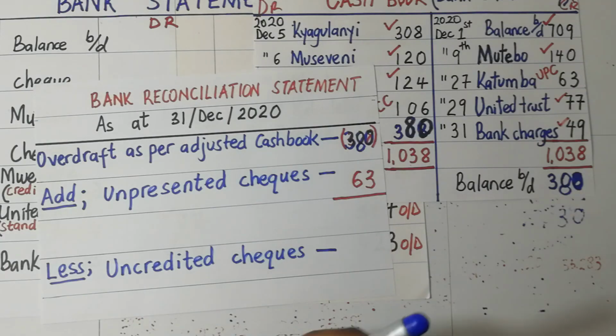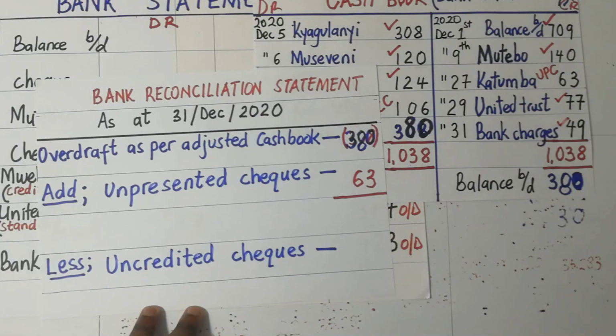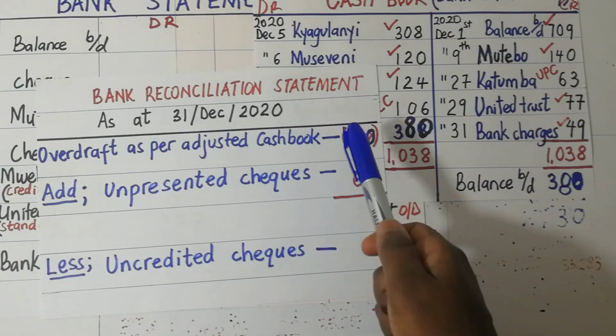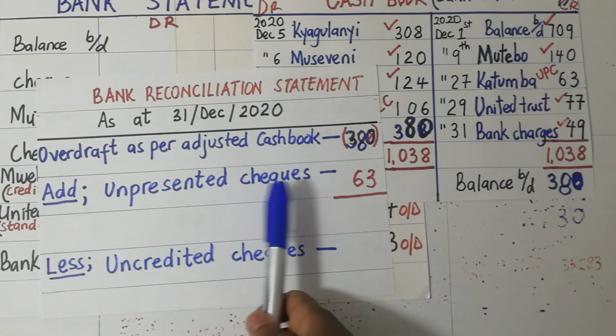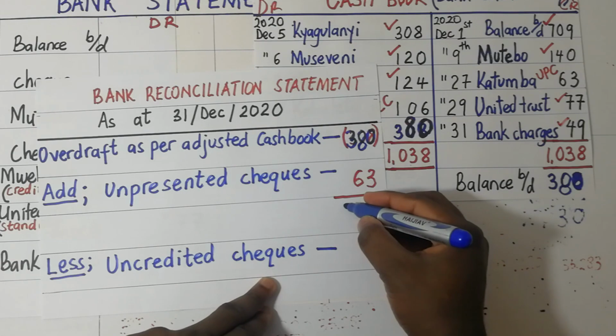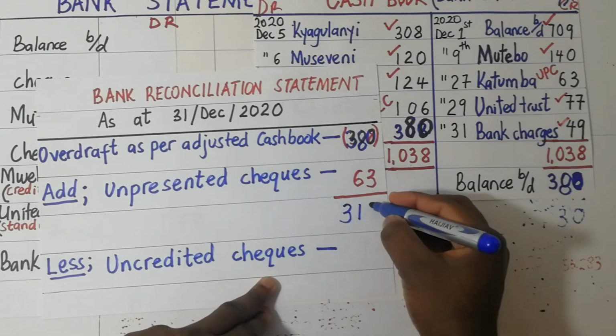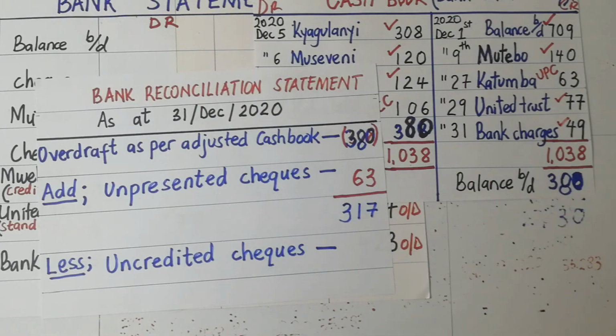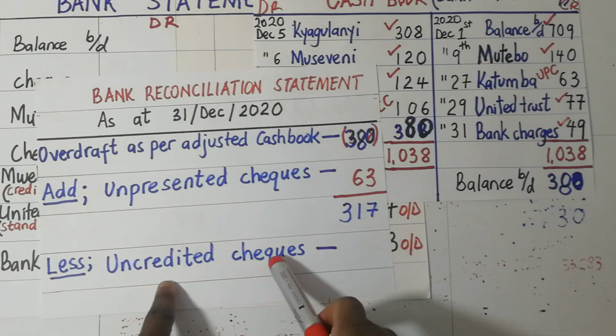So 380 is a negative number here, as in negative 380. Add unpresented checks. Our unpresented checks are 63. So when we add those two, we end up with 317. So after getting 317, we're supposed to subtract uncredited checks.